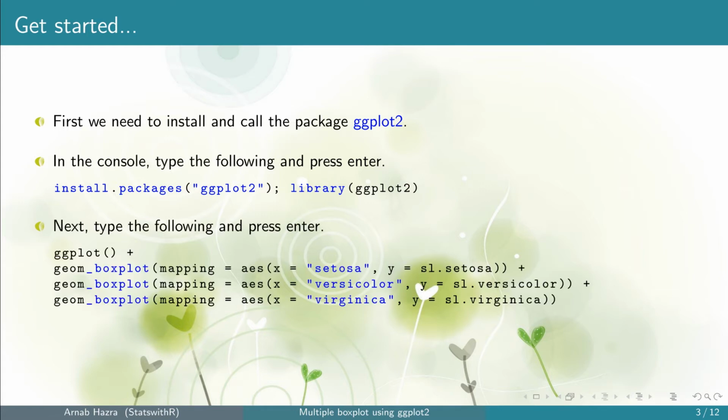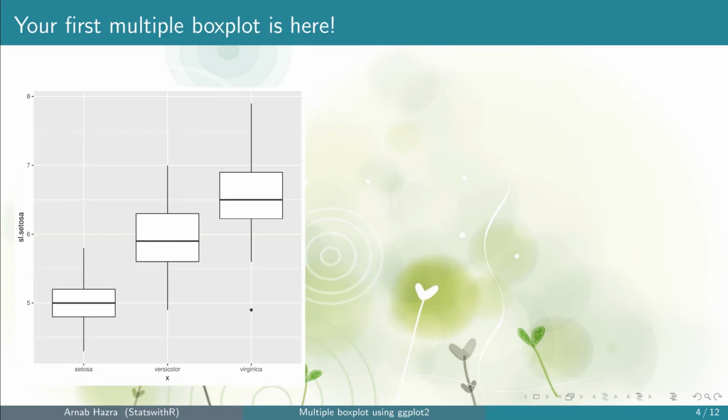In the console window, type ggplot, a blank bracket, plus geom_boxplot, mapping equals to aesthetics, x equals to "setosa" within quotes, or something else that corresponds to the name of your first vector, y equals to sl.setosa, the vector of sepal lengths for setosa, or your first vector if you are using some other vectors. Similarly, add the lines for the other two vectors. Now press enter. Okay, you get your first multiple box plot.